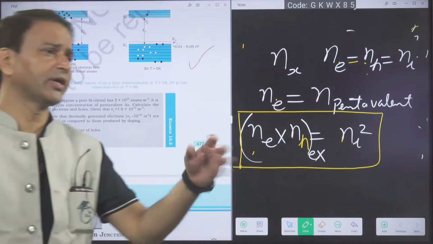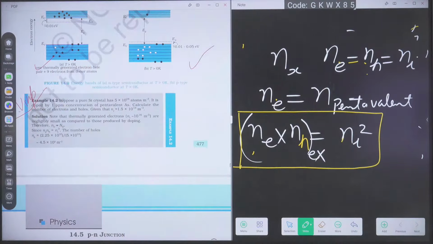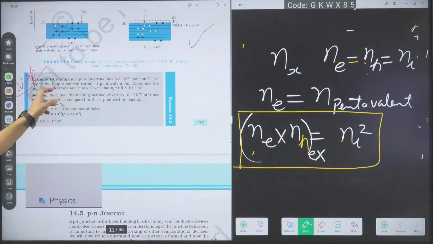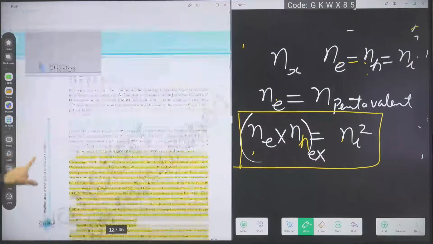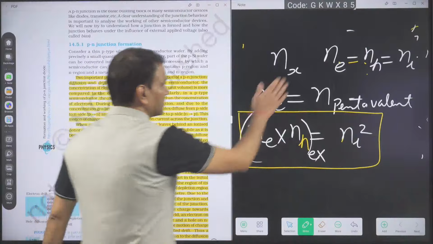Okay, so many times questions are given based on this relation. One question has been given here. 1 ppm: according to the ppm we can find the number of pentavalent impurity atoms. Then we can use Ne into NH is equal to Ni square. Now, the PN junction diode.